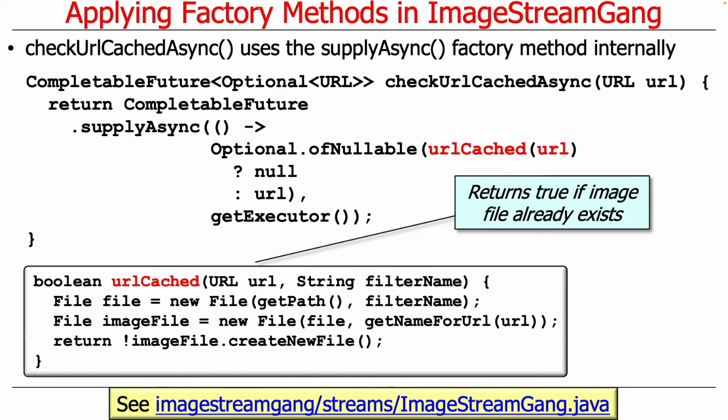And here's the urlCached method that takes a URL and a filter name. The way it works is it tries to create a new file in the file system with the name that would be created had we done the filtering. And we will return true if the file already exists and false otherwise. So if we were able to make the file, then we know the file didn't exist. If we tried to make the file and the file existed, then we know it was already there. So that's the logic that we use to see whether or not we've already got the image cached.